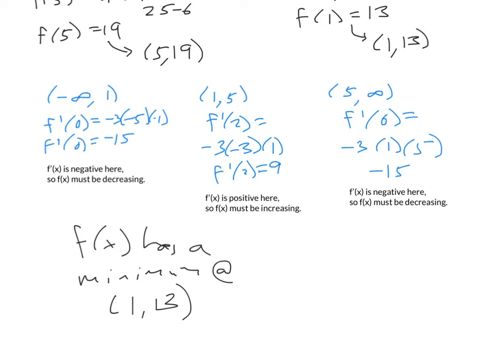Similarly, between 1 and 5, my function is increasing, and then right at 5, it changes to being decreasing. So what must have happened here at 5?